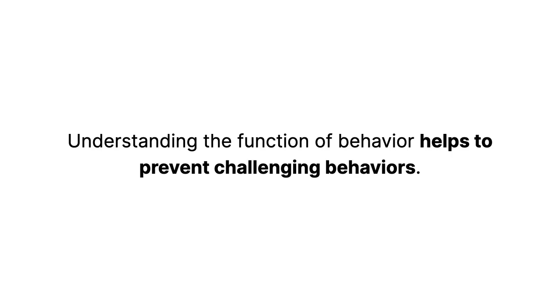Understanding the function of behavior helps to prevent challenging behaviors. Caregivers can teach their children to meet their needs in more appropriate ways. By watching what happens before and directly after a behavior, we can hypothesize the function of the behavior. First, it's crucial to consider what may have led to the behavior and what the child gained through it. Using this information allows us to form our best guess about the function of behavior.